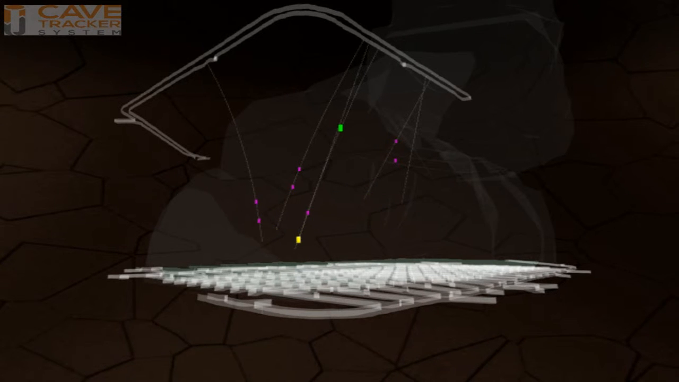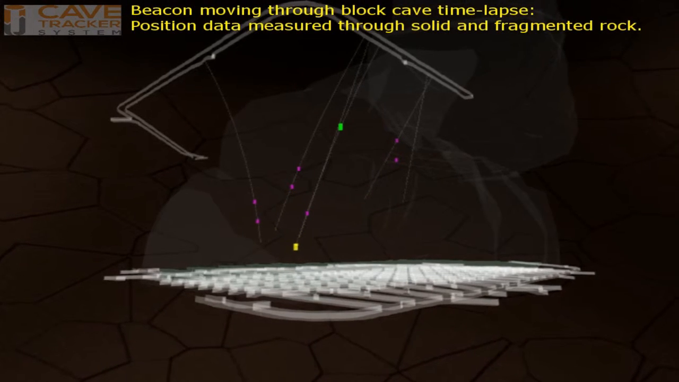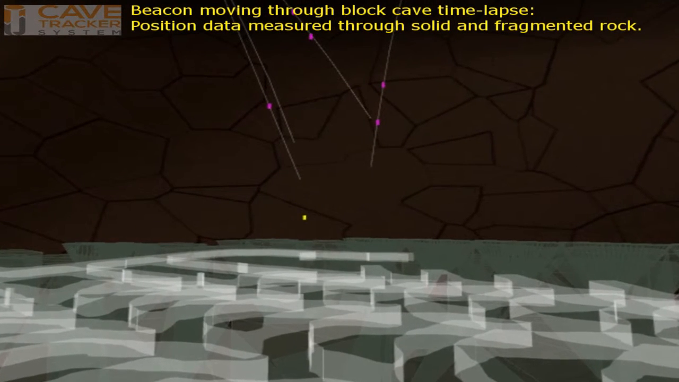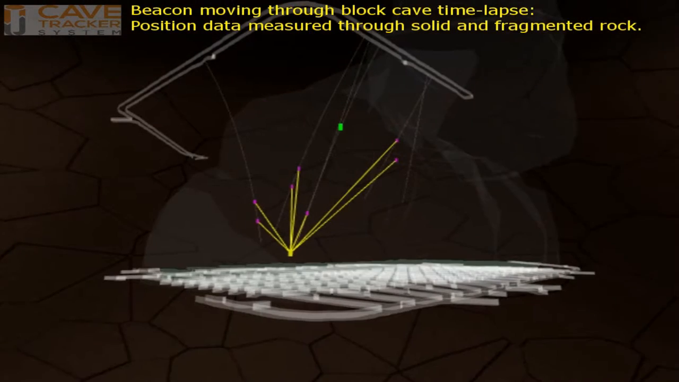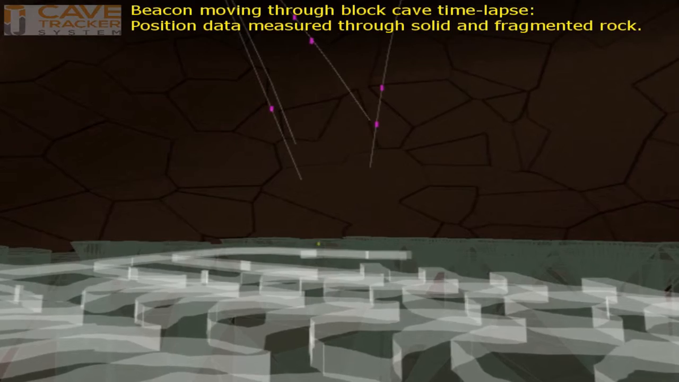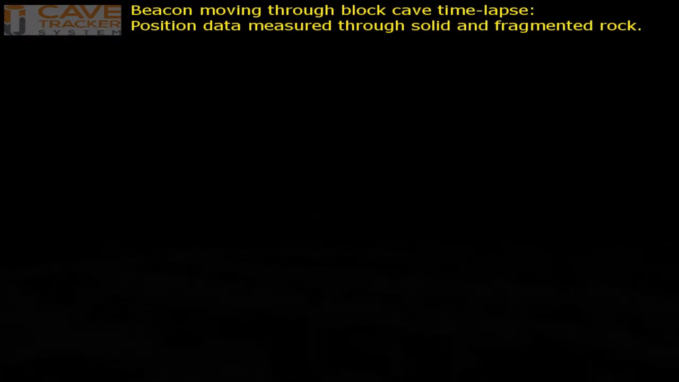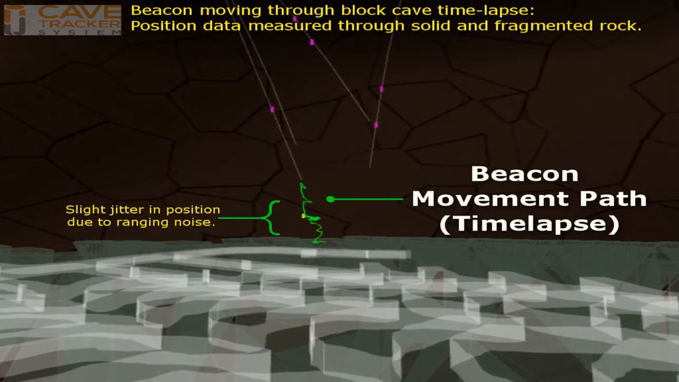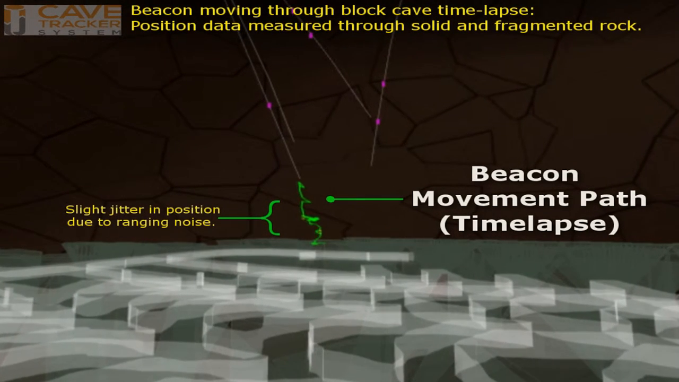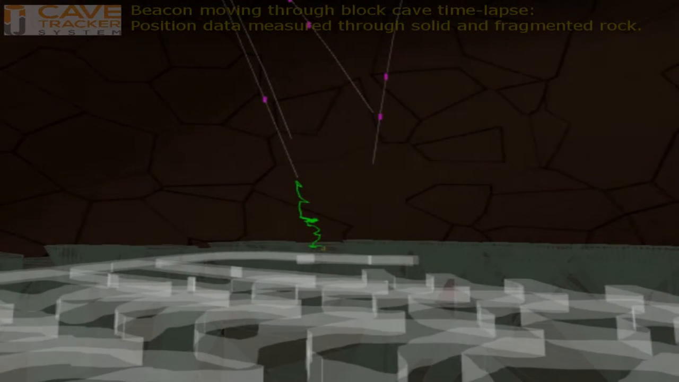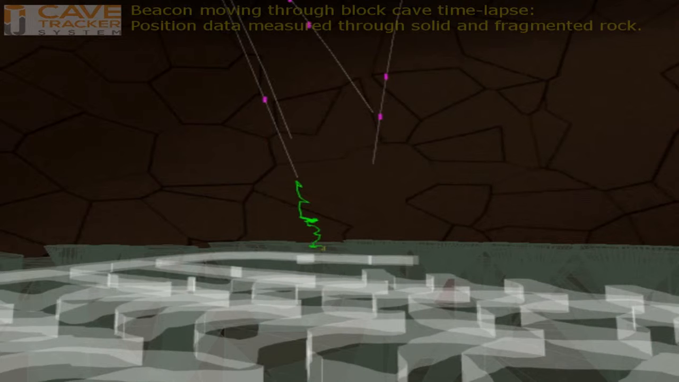So this is actual data, this isn't hand animated. I'll just take the data from over a year and time-lapse it, and we can monitor the beacon report to the draw point below. And here's its path. It actually stalled in this position here for about 8 months, roughly, just above the draw bells, and then it released and came down another 10 or so meters, and then held on for another month or so, and then reported very quickly.